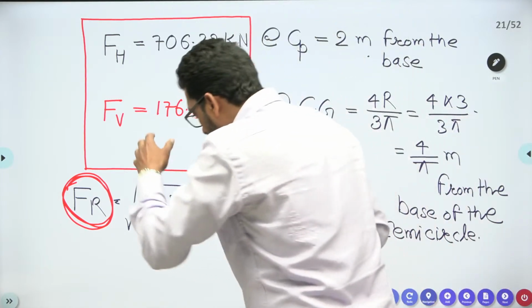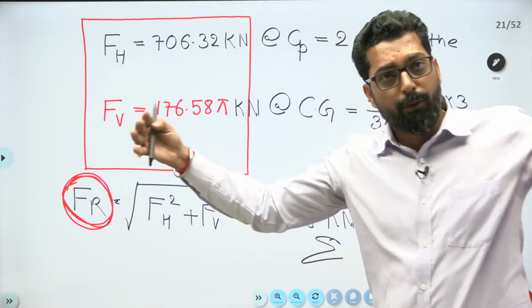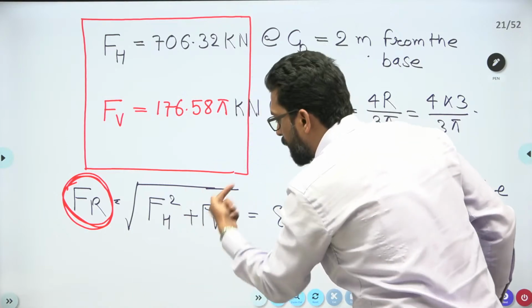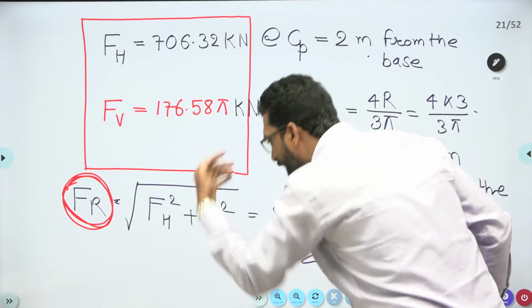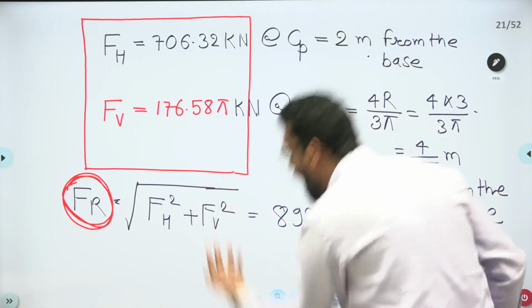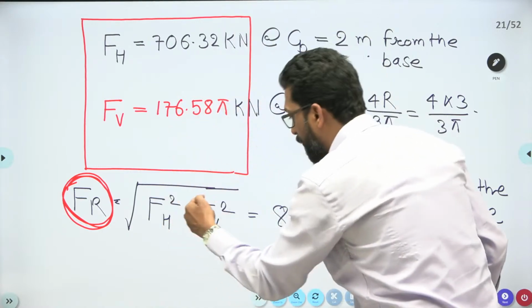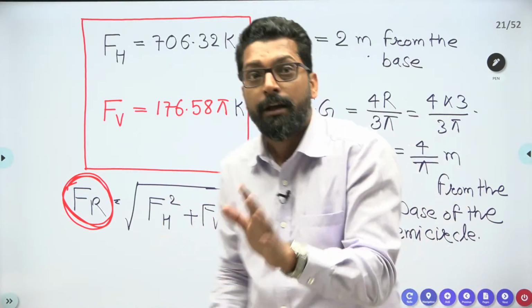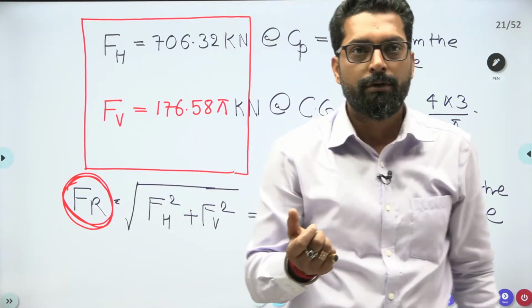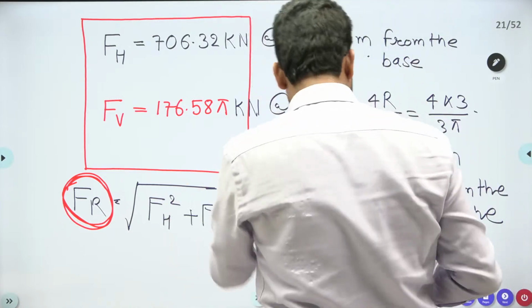So in buoyancy, the horizontal force has no effect, as both sides are balanced. So the net vertical force, that means the net hydrostatic force in a vertical direction, either upward or downward, will be responsible to create a buoyancy force. Okay. So this is the net force.